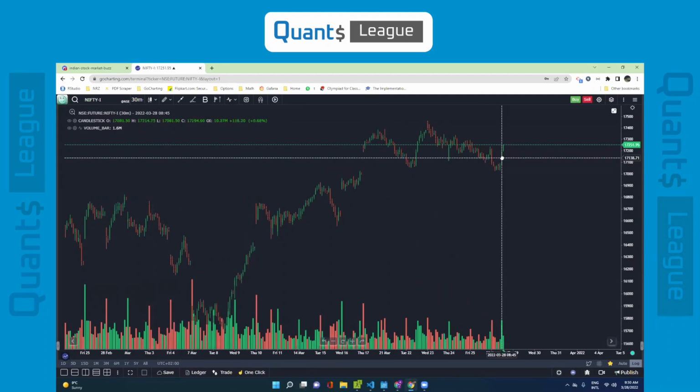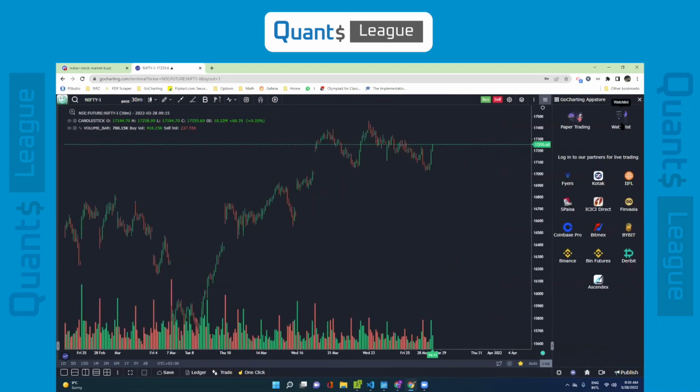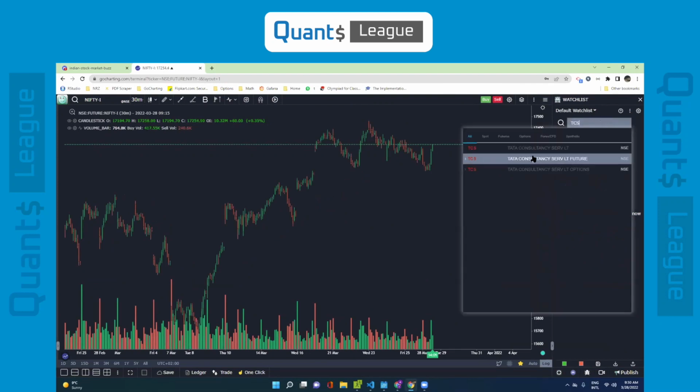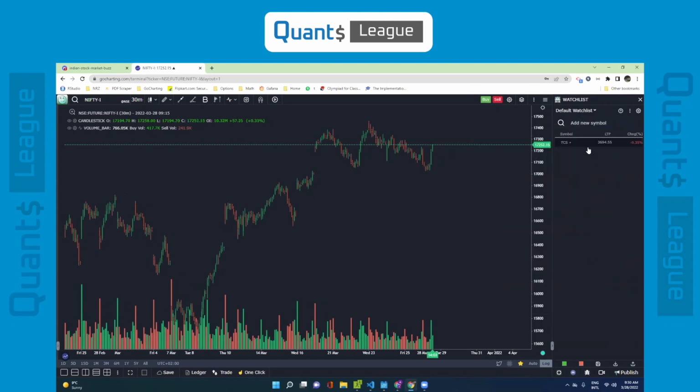Okay, so this, at a very, very high level, was the Go charting platform, which comprises everything that you can think of in terms of indicators, drawing tools, analytics. You've got a very nice watch list on the right-hand side. You can add your watch list here, right? So in our watch list, we give a little bit more granularity than a normal watch list.